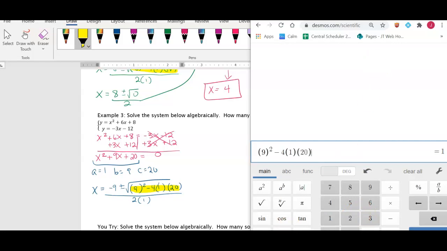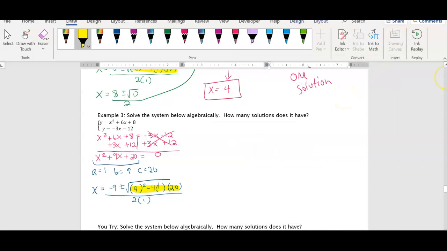And I get 1 as my answer. So I'm going to write that up here. We have x equals negative 9 plus or minus the square root of 1 over 2 times 1, which is 2. So I know that the square root of 1 is a perfect square. It actually equals 1. So I'm going to write x equals negative 9 plus or minus 1 over 2.